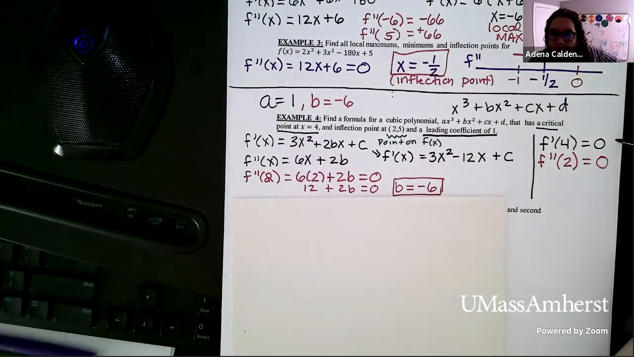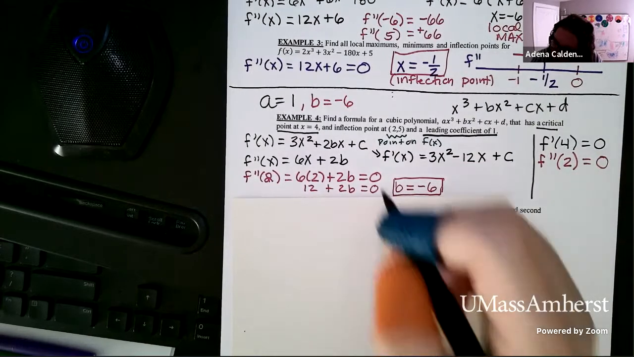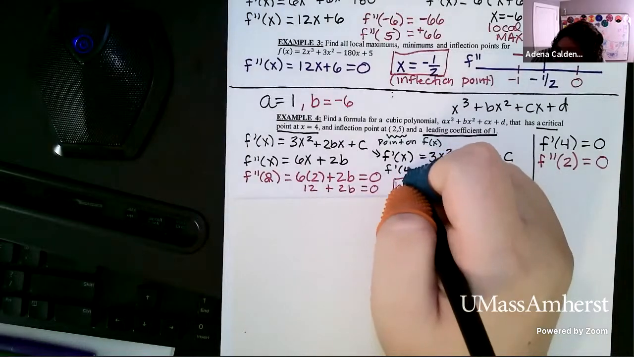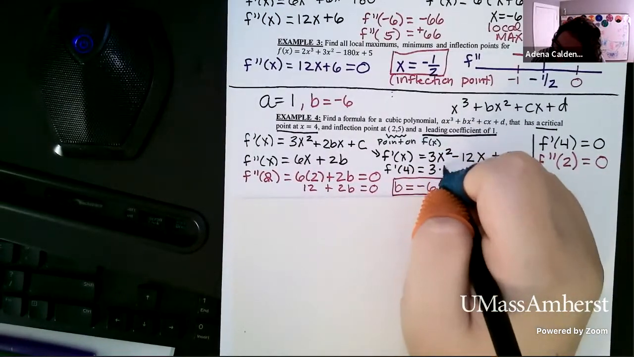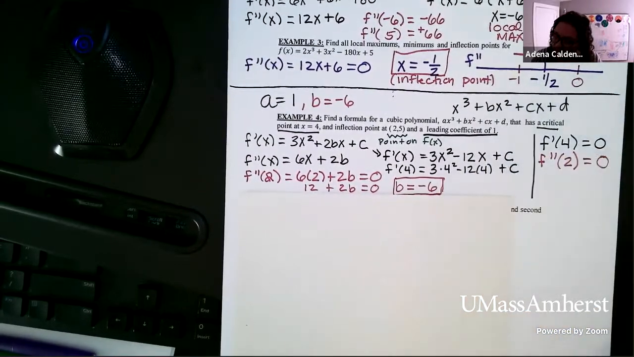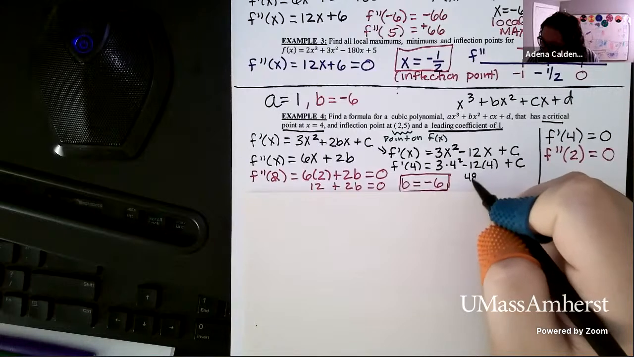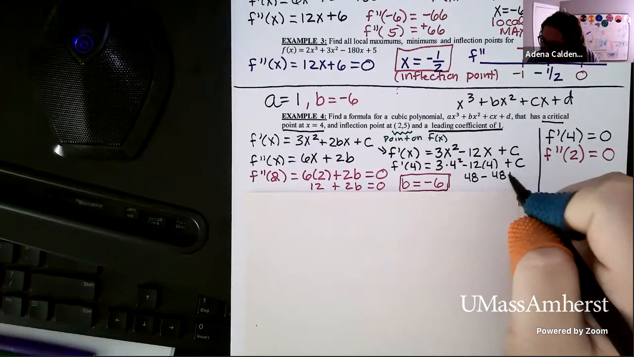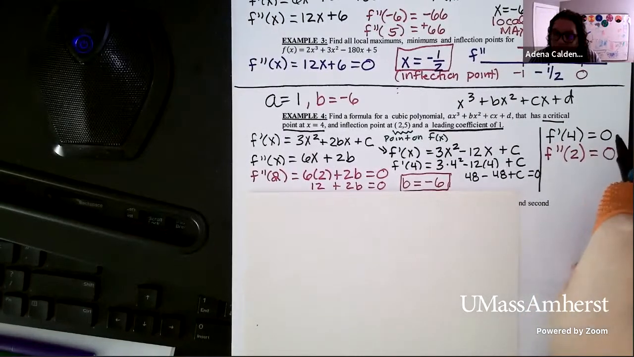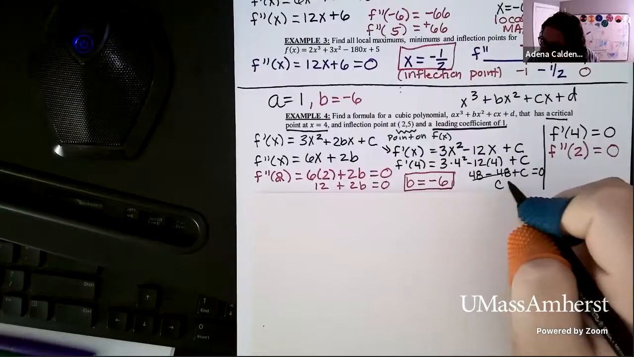So if I go back to this list where I know something about the critical point, so the critical point is at 4, so the derivative will have to be 0 when x equals 4. So here, I plug in a 4. So I have 3 times 4 squared minus 12 times 4 plus c. So 4 squared is 16 times 3 is 48. So I get 48 minus 48 plus c. And I know that that has to equal 0 because when x is 4, y prime is 0. So 48's cancel and I get c equals 0.